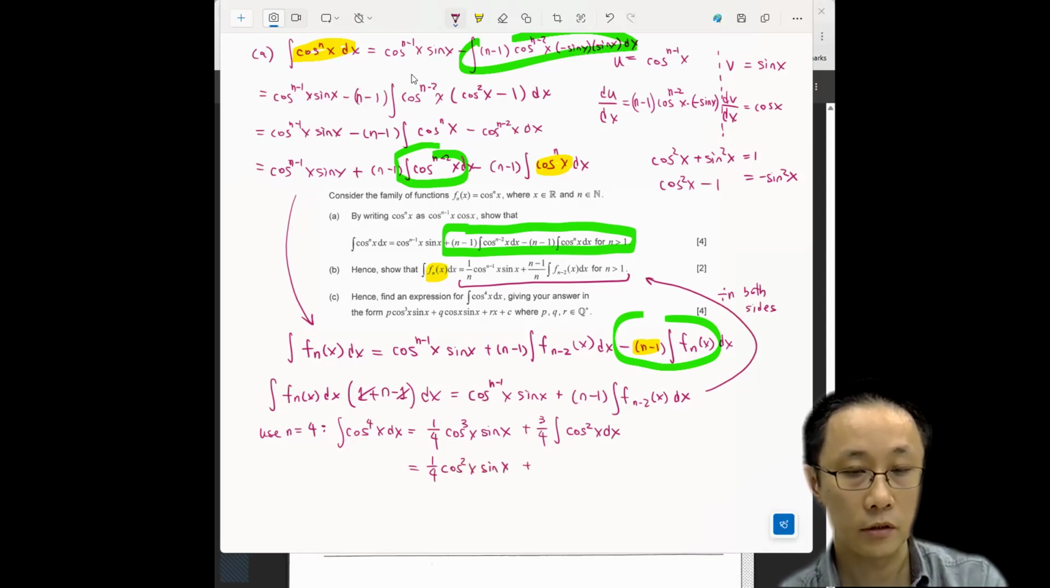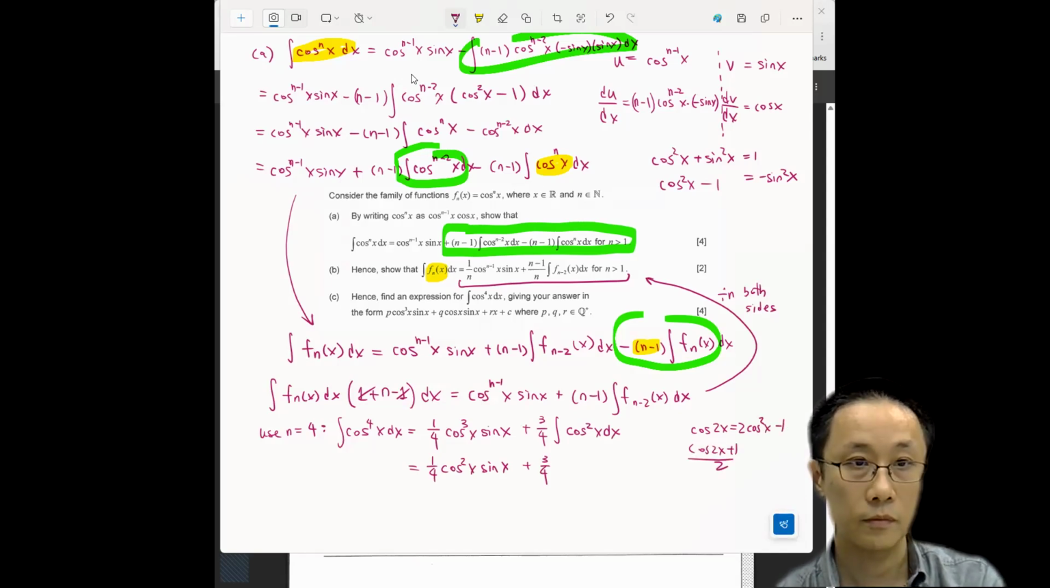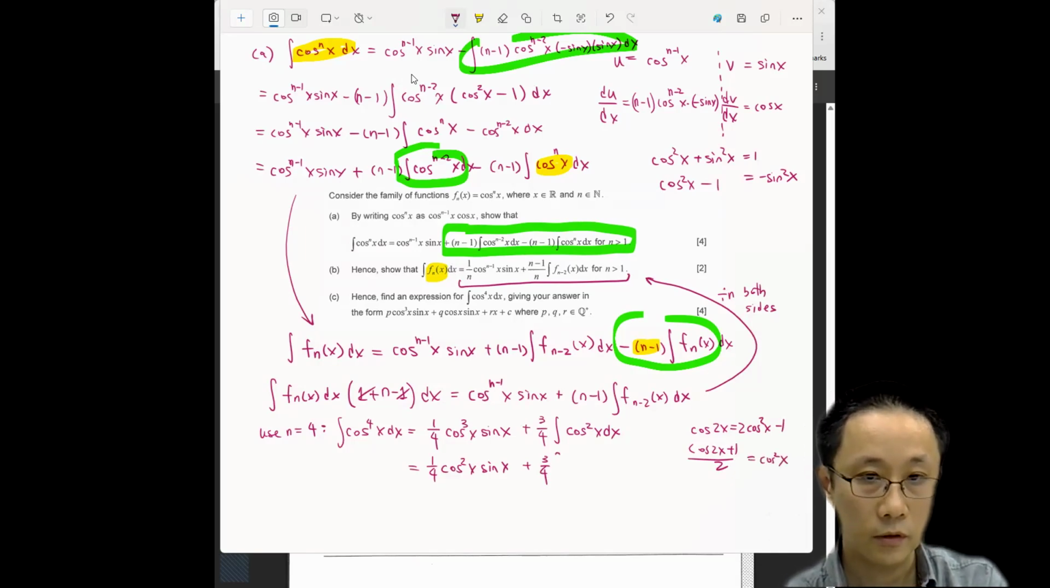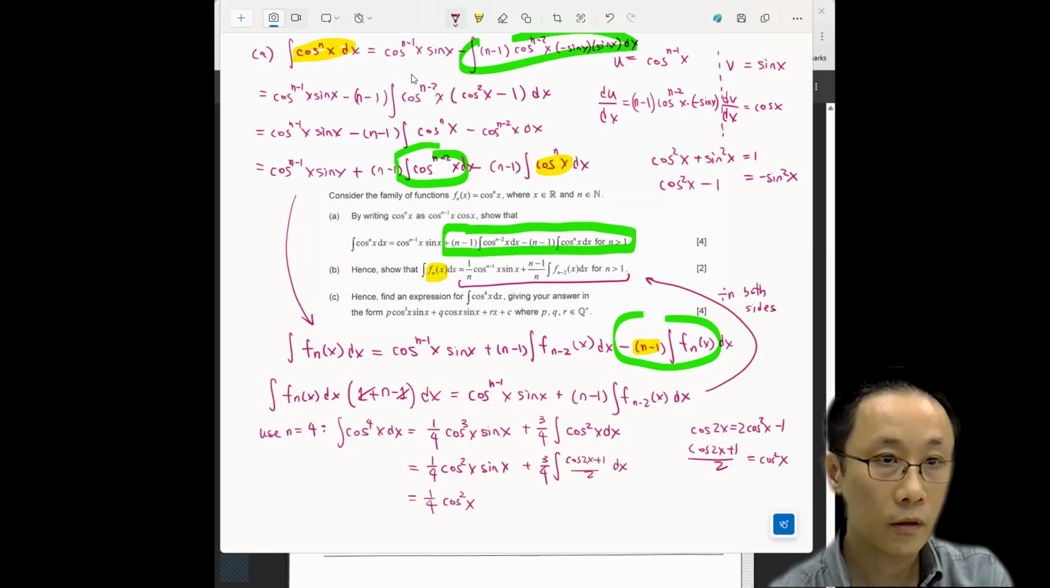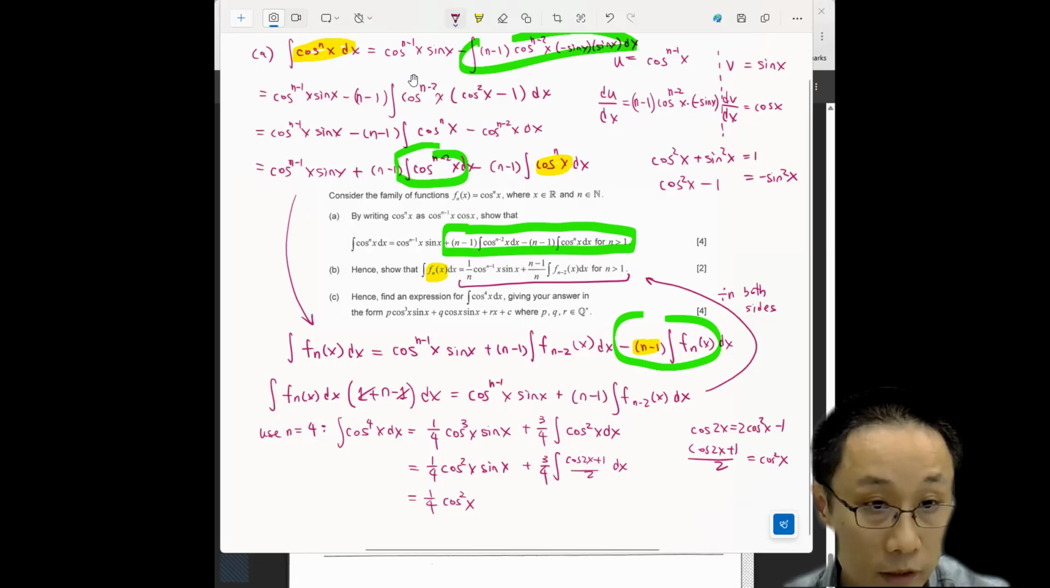We do so by using the double angle formula. Cos 2x equal to 2 cos square x minus 1, so cos 2x plus 1 all over 2 equals to cos square x. You further integrate, it's cos cube x by that.